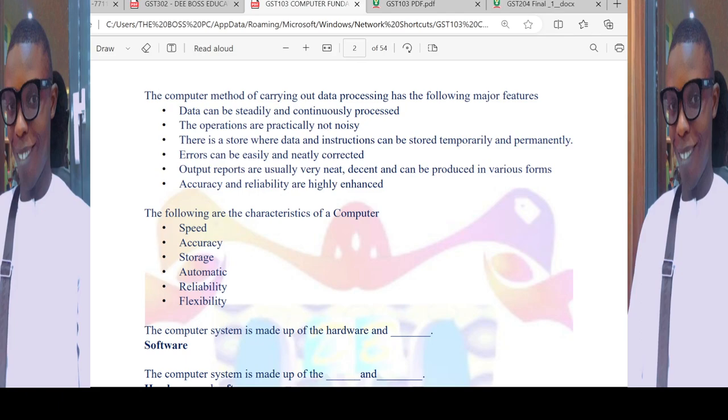So these are different things you need to know about the computerized method of data processing.